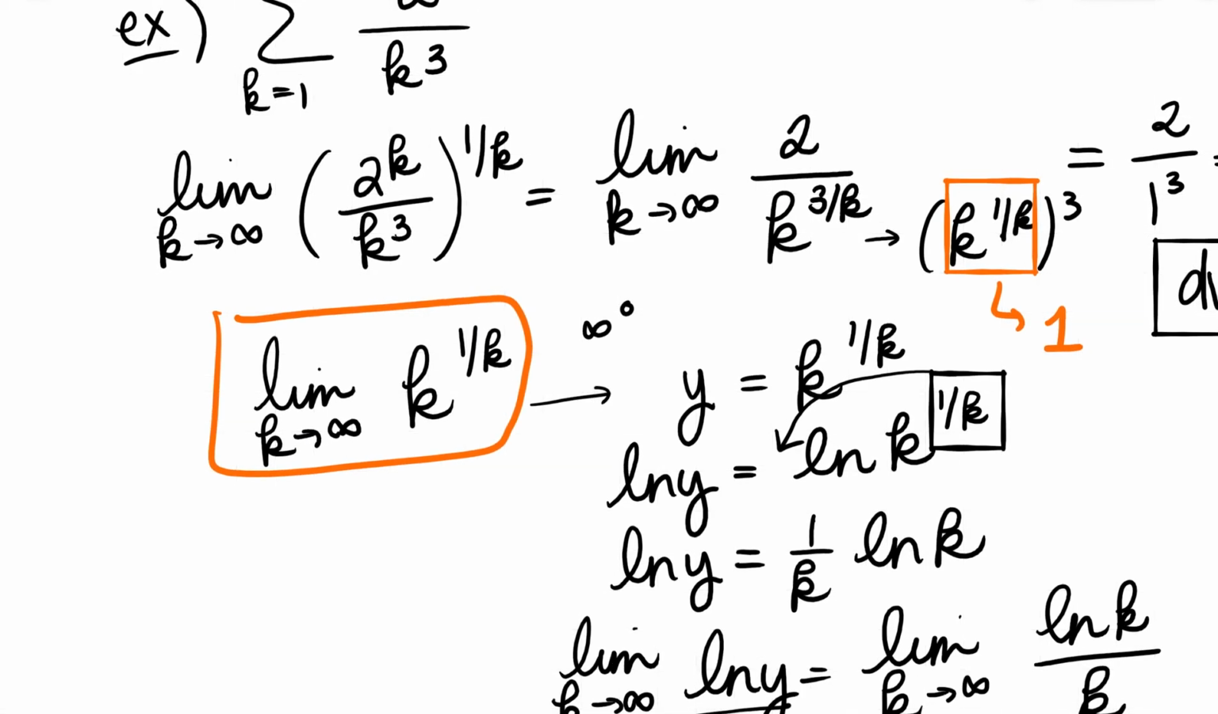So again, this guy right here is maybe one that you should keep in the back of your mind: the limit as k approaches infinity of k to the 1 over k is equal to 1.